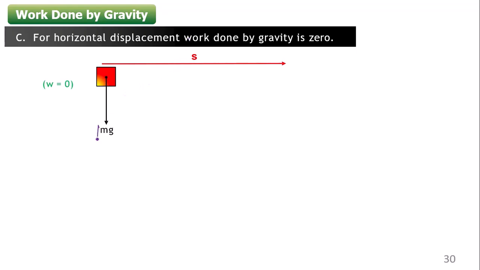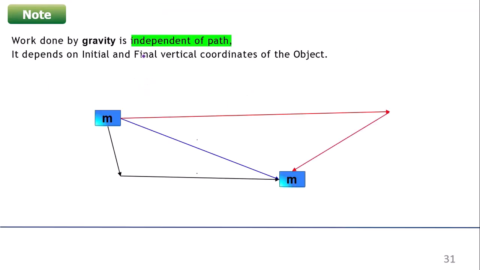So weight is acting downward, and you are moving the block towards the right or left. So now this theta becomes 90 degrees, and for this situation, work is becoming zero. So for these three different situations, what you understand is that work done by the gravity may be either positive, either negative, or maybe zero. So it depends on the situation.